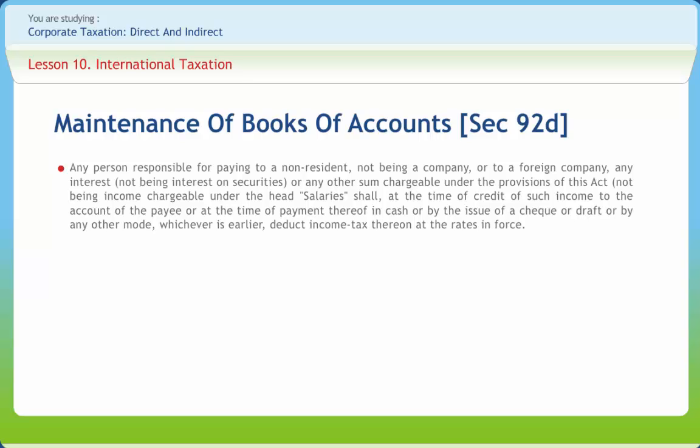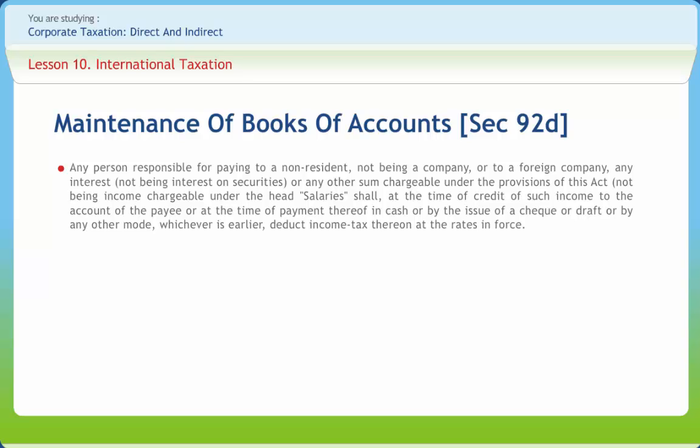or by any other mode. Where the person responsible for paying any such sum chargeable under this Act other than interest on securities and the salary to a non-resident considers that the whole of such sum would not be income chargeable in the case of the recipient, he may make an application to the assessing officer to determine by general or special order the appropriate proportion of such sum so chargeable, and upon such determination tax shall be deducted under subsection 1 only on that proportion of the sum which is so chargeable.